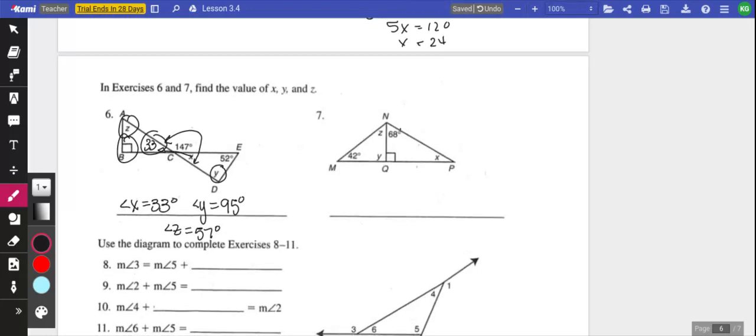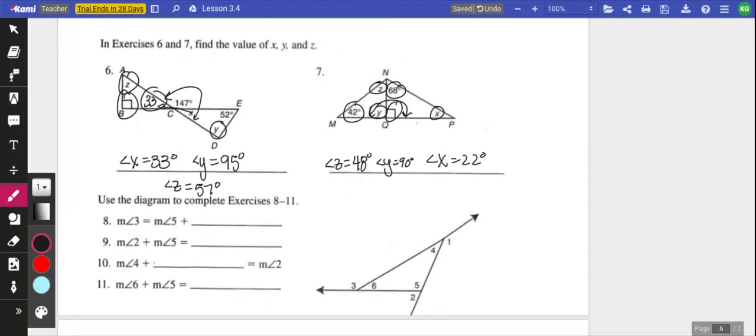On number 7, I have 68, 90, and x. So 180 minus 90 minus 68 is 22. I know that these make a linear pair, and if this one's 90, then angle y must be 90. Then I know that y and 42 and z would equal 180. So subtract 180 minus 90 minus 42, 48.